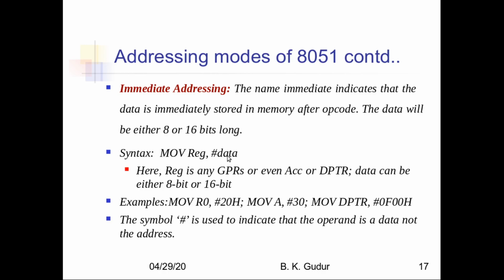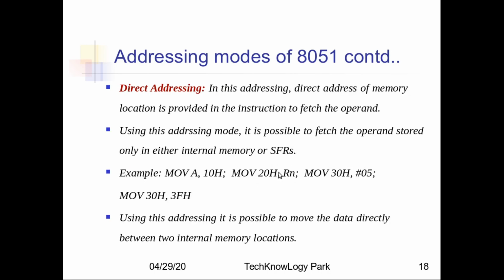So this data is available here itself, meaning the same data will be used directly. Like 20H itself will be moved to R0, and 30H itself will be moved to the accumulator. This is in case of immediate addressing mode. Whereas in case of direct addressing mode, go to 10H, meaning go to memory location 10H, fetch the data and store it in the accumulator.